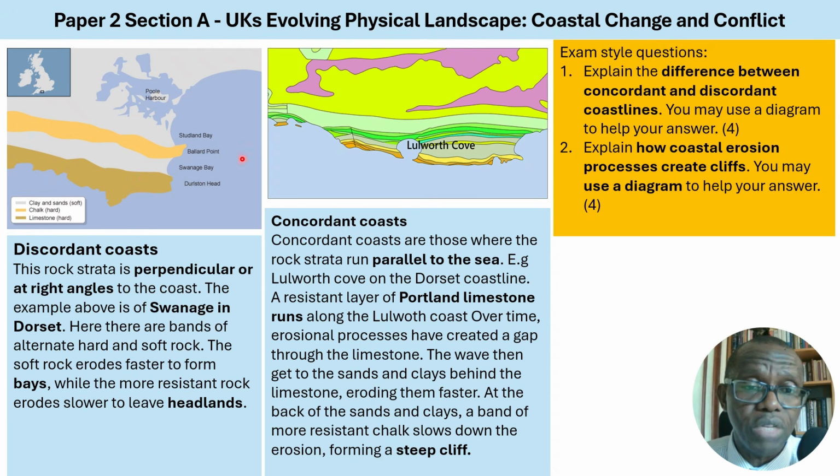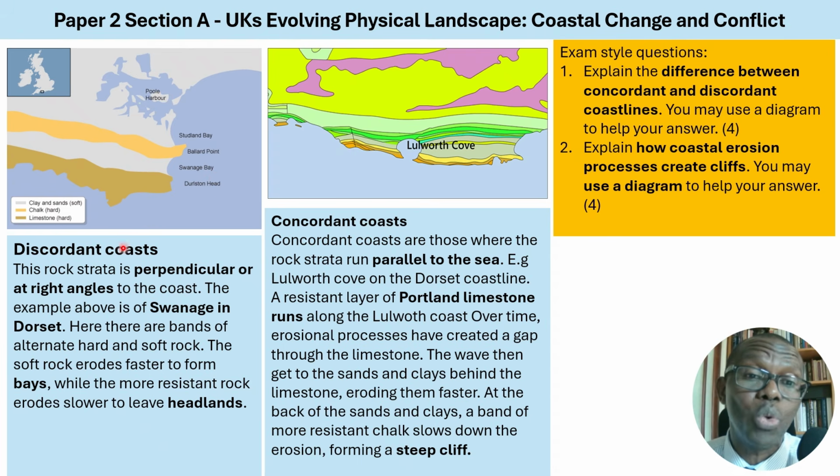If we are looking at it from this direction, from the east, if we are standing right there and looking at it, we can see that it's perpendicular or at right angles to the coastline. Now, of course, when we have different bands of rock, like we do here, you are likely to have some of those rocks eroding faster than others. And that will lead to the formation of bays and headlands at a discordant coastline.